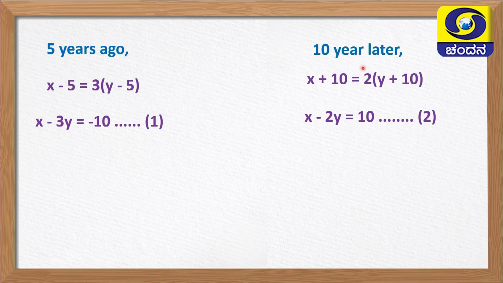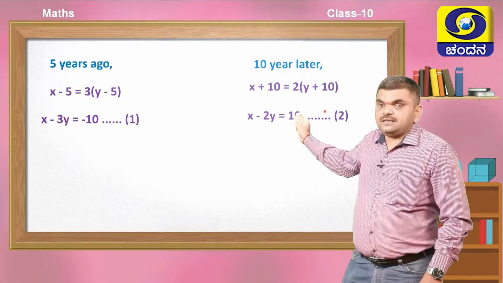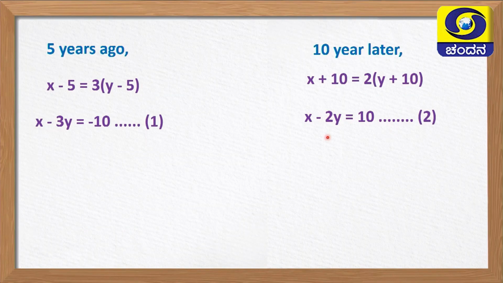Second condition, 10 years later, which means x plus 10 is equal to twice, that is 2 into y plus 10. Why am I taking plus 10? It is 10 years later. So, on simplification, x plus 10 is equal to 2y plus 20. Send 10 to the right side and y to the left side, that is x minus 2y is equal to plus 10, that is equation number 2.